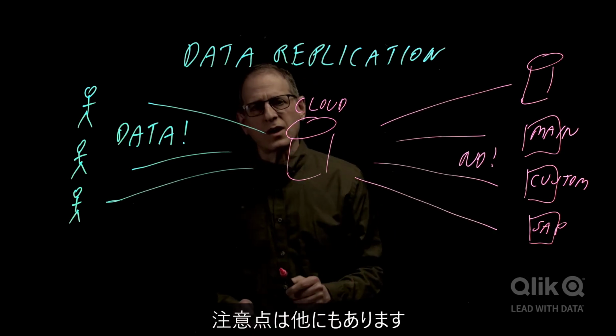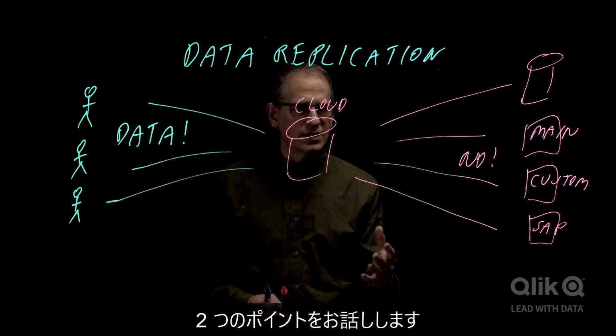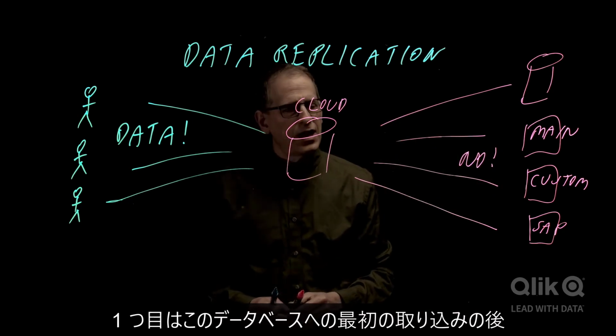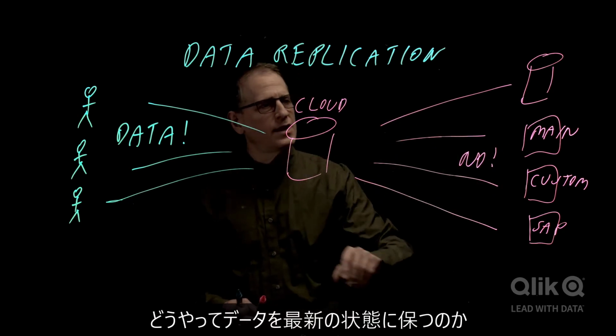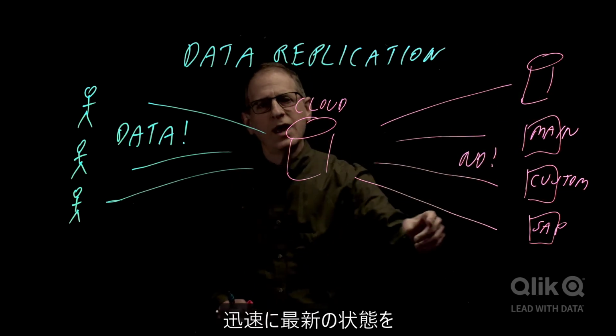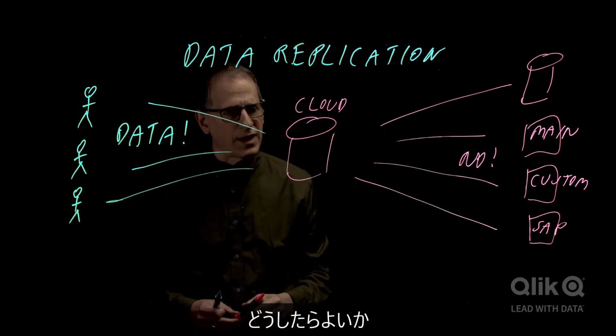The other thing to keep in mind is that when you are populating this cloud data warehouse, it's really two things. One is the initial population of that database, but then how do you keep it up to date? How do you make sure that when a change happens over here in these different repositories, it's reflected in that cloud data warehouse as soon as possible?